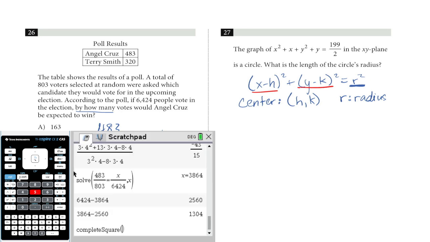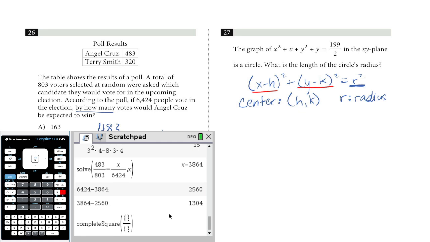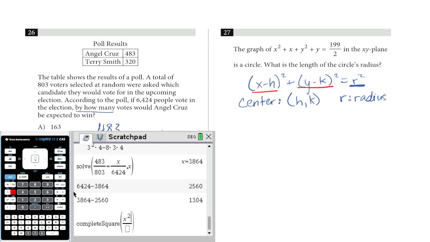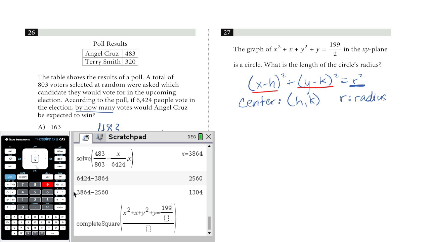And what I always recommend is do control divide when doing this. So do control divide. And what we're going to do is in the numerator, we are going to type in the entire equation that they gave us. So x squared plus x plus y squared plus y equals, so even the equal sign, all this, control divide, 199 over 2. So I wrote the entire equation in the calculator.